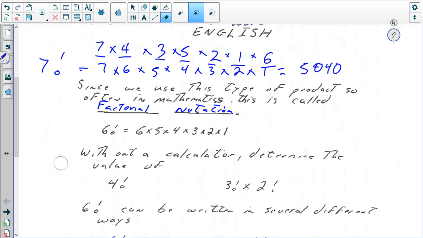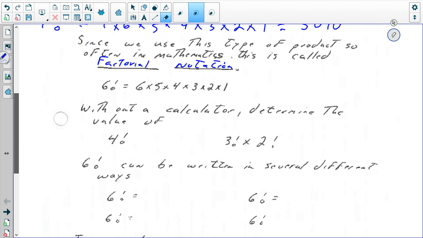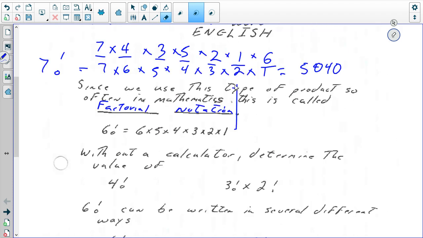Okay, so this 6 factorial is exactly what we have there. Now again, this actually has a value. That value is 720. Again, I don't expect you to memorize these at all. There's a factorial button on your calculator. You can use whatever you want to do this. 4 factorial, 4 times 3 times 2 times 1. So 4 times 3 is 12, times 2 is 24.